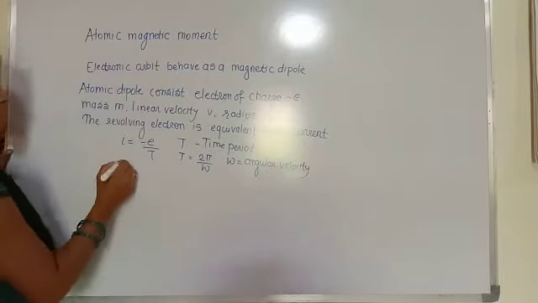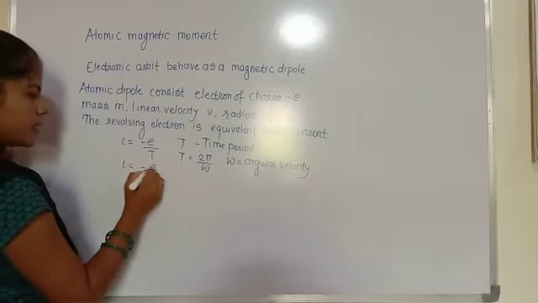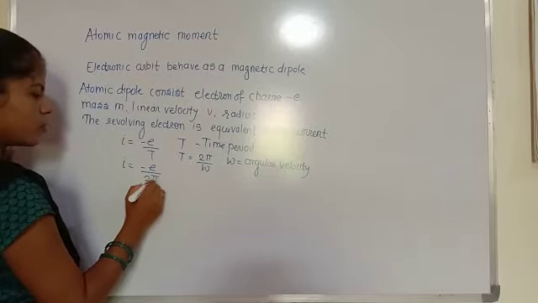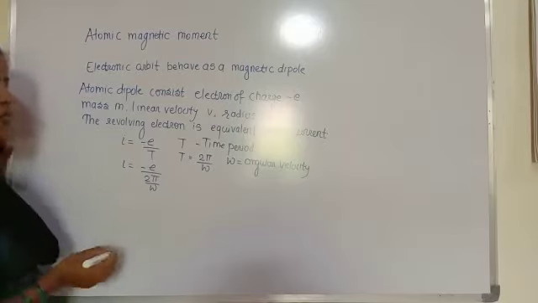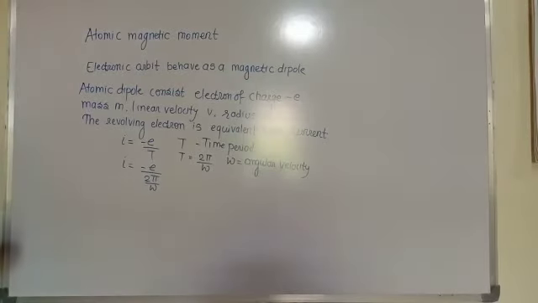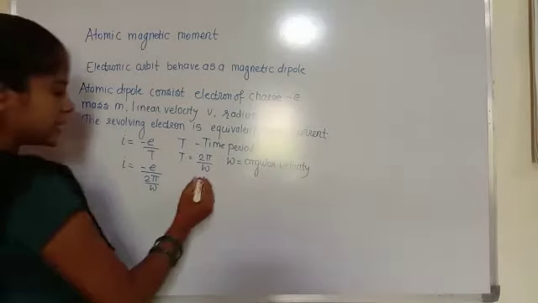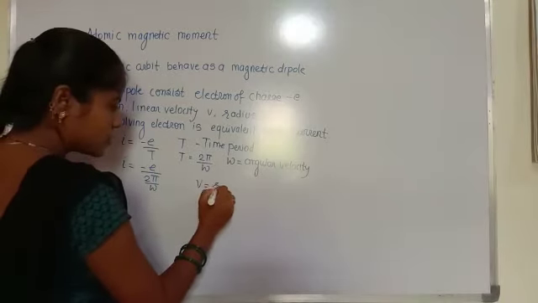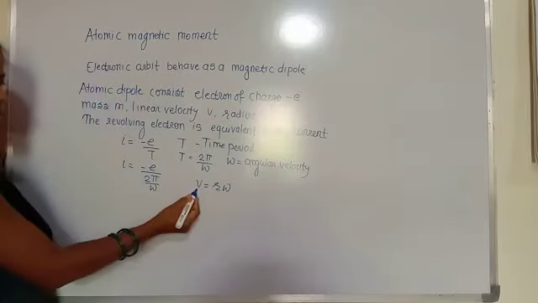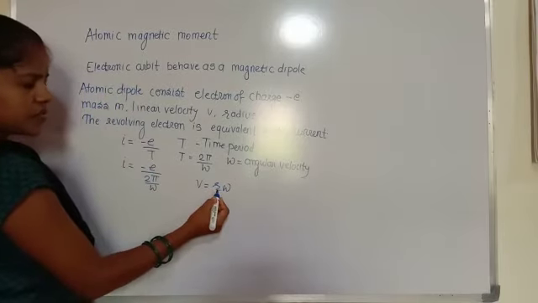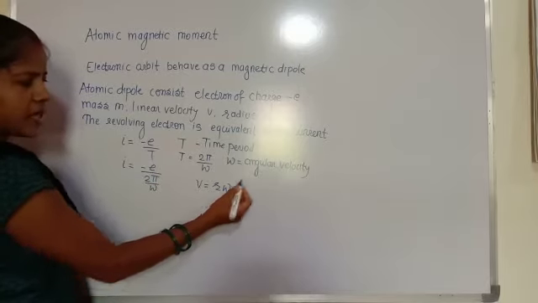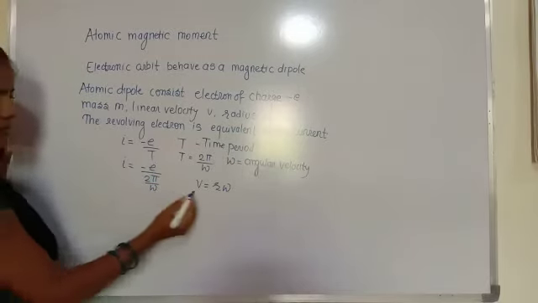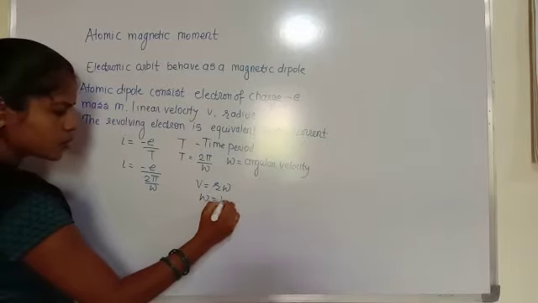Okay, so therefore I is equal to minus e divided by 2π/ω. Here we put the value of T. But we know the relation between the linear velocity and the angular velocity, that is v is equal to rω. Here v is the linear velocity, r is the radius with which the electron revolves, and ω is the angular velocity. So ω is equal to v by r.